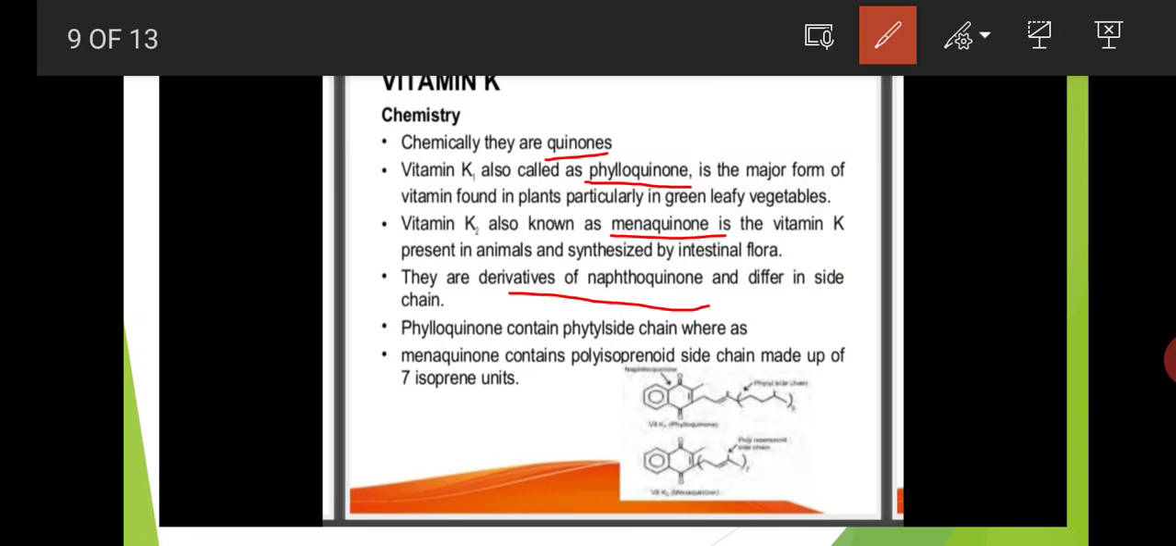Phylloquinone contains a phytyl side chain, the same as vitamin E, whereas menaquinone contains a polyisoprenoid side chain made up of 7 isoprene units. Vitamin K2 has 7 isoprene units.